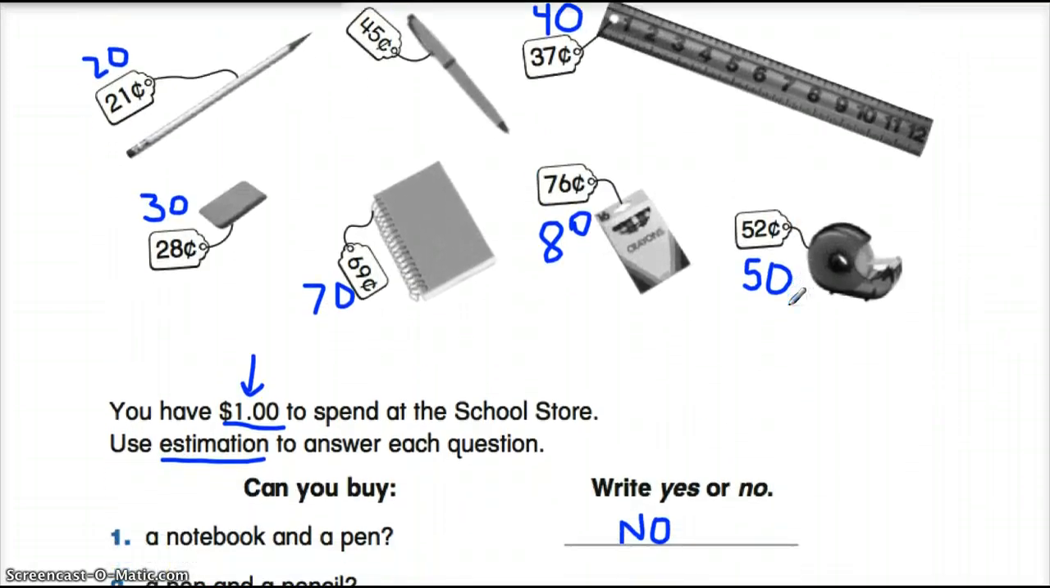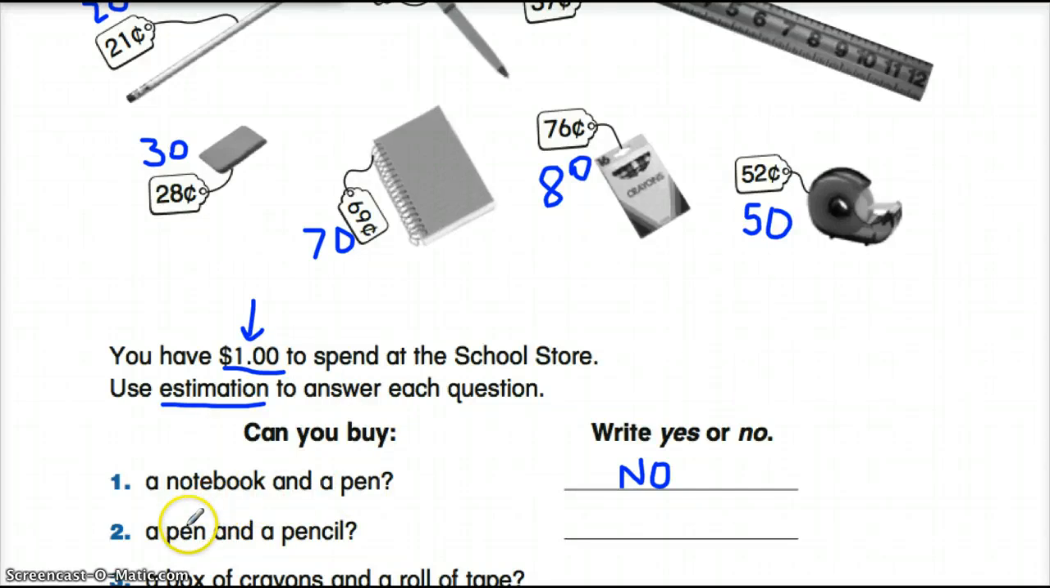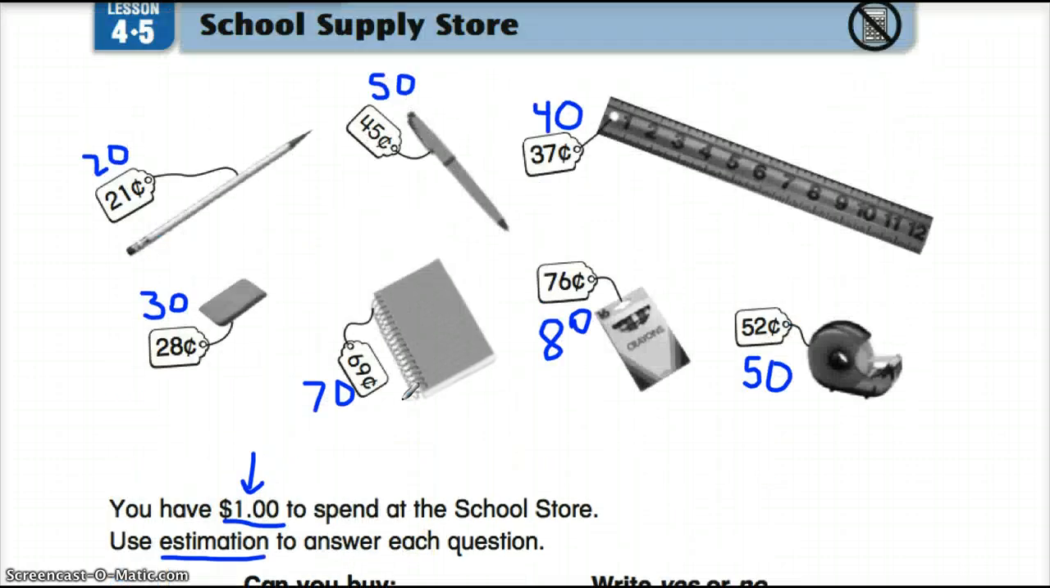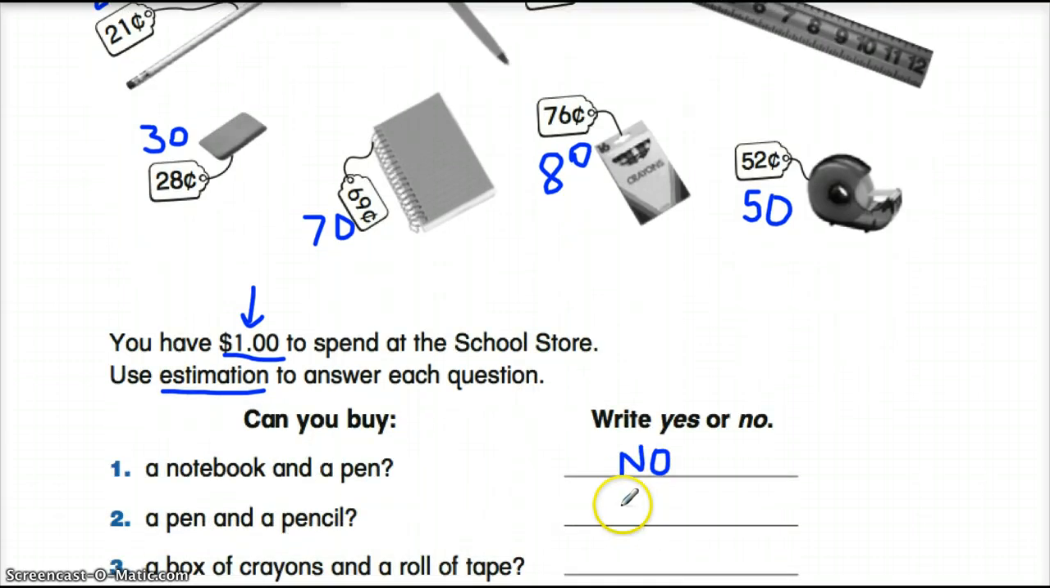Let's take a look at question number 2. Can you buy a pen and a pencil? Let's go back up and look at the estimates. A pen is about 50 cents and a pencil is about 20 cents. Could you buy both of those if you only have $1? Well, 50 cents plus 20 cents would equal 70 cents. So yes, you have enough money to buy the pen and the pencil.